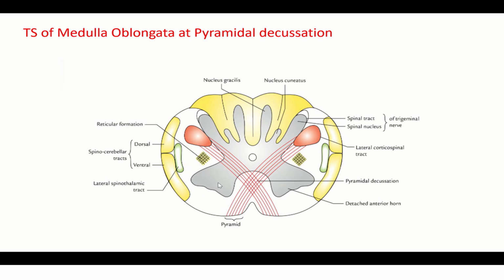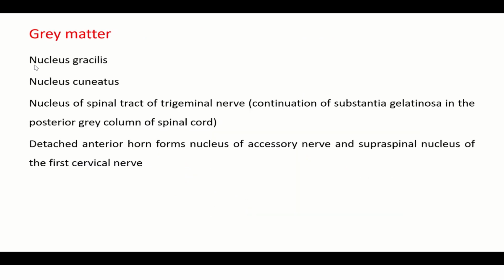So the gray matter forms the nucleus gracilis, nucleus cuneatus, and the nucleus of the spinal tract of the trigeminal nerve. This detached anterior horn forms the nucleus of the accessory nerve and the supraspinal nucleus of the first cervical nerve. So the detached anterior horn from the central gray matter, due to pyramidal decussation, forms the nucleus of the accessory nerve and the supraspinal nucleus of the first cervical nerve.